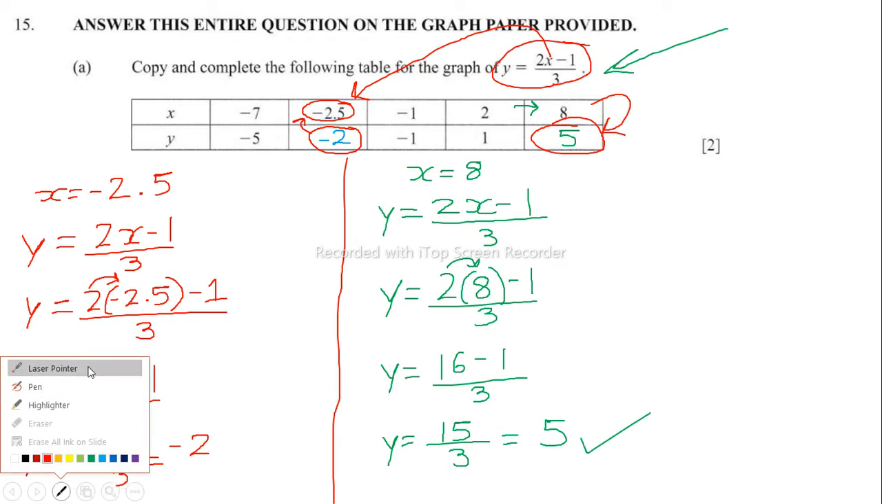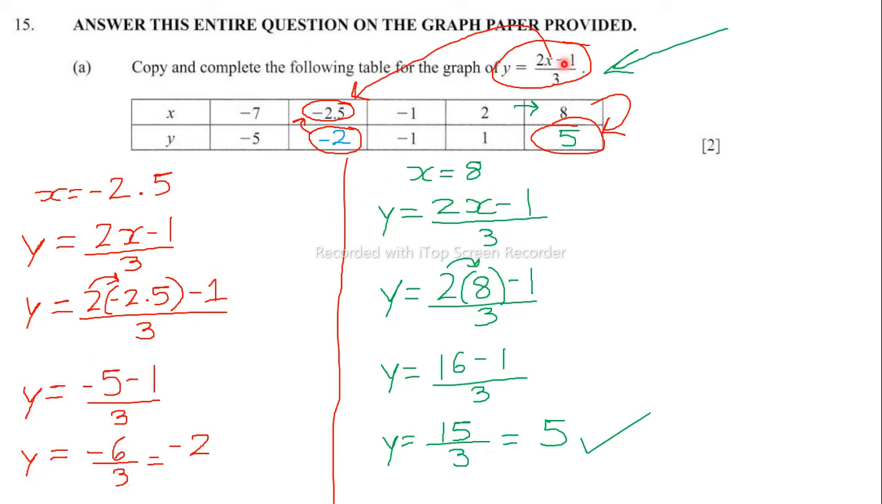The reason is, look at x. X is to the power of what? Is it the power of 2? Is x to the power of 3? Is x to the power of 4? What is x to the power of? To the power of 1. So since x is to the power of 1, we know that it's a linear equation.